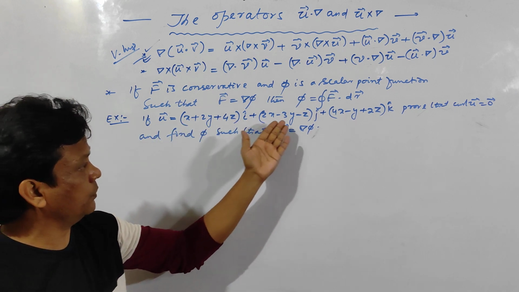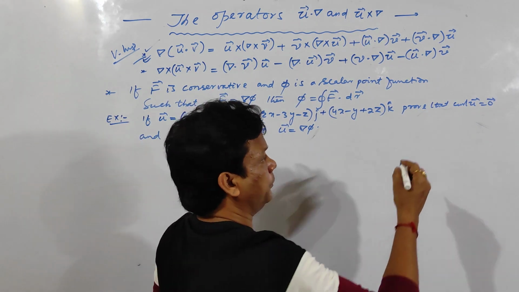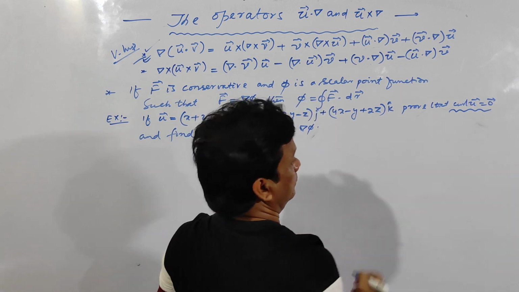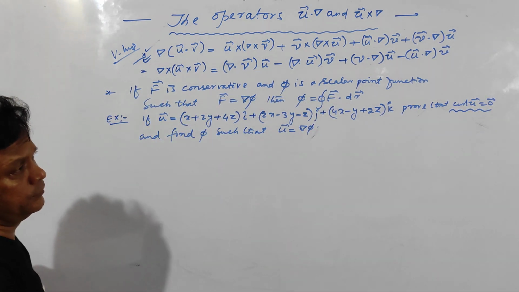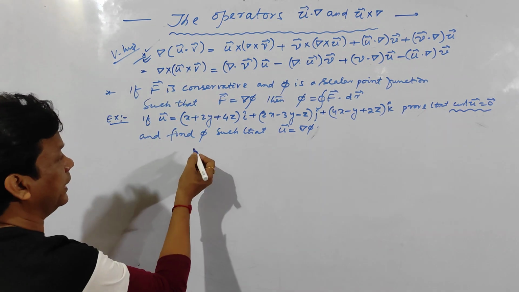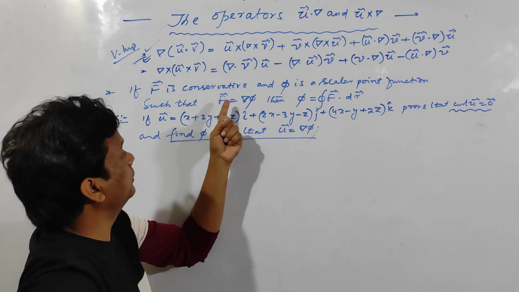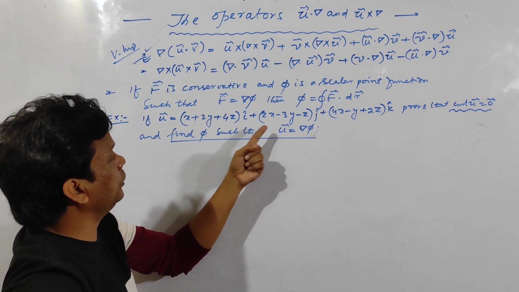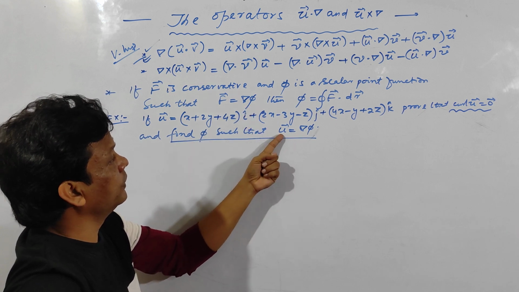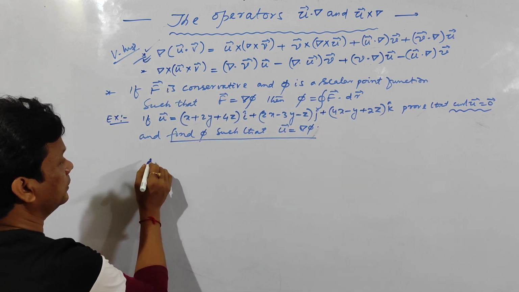Okay. See here, this is the problem. If u vector is this one, then you have to prove curl of u vector is 0 vector, and this can be proved by yourself. You can do this one, and I will not do this one. It is left for you. And here, find phi such that u vector is equal to grad phi. In place of f, I have written u. So, what is the formula?